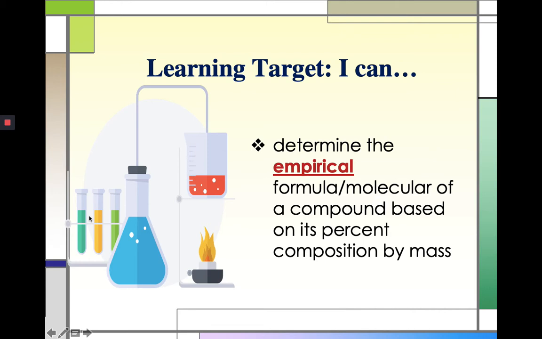So in this video, our learning target is to determine the empirical formula of a compound based on its percent composition by mass.